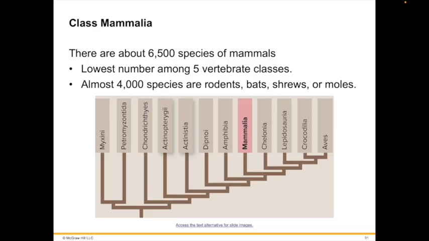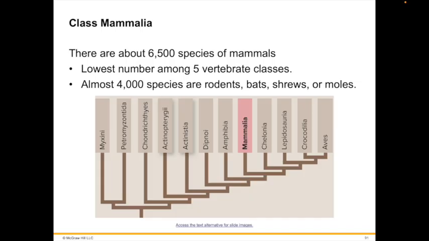Class Mammalia. There are about 6,500 living species of mammals in class Mammalia, fewer than the number of fishes, amphibians, reptiles, or birds. Most large land-dwelling vertebrates are mammals. When we look out over the African plain, we see big mammals, the lions, zebras, gazelles, and antelope. But the typical mammal is not that large. Of the 5,000 species of mammals, almost 4,000 are rodents, bats, shrews, or moles.